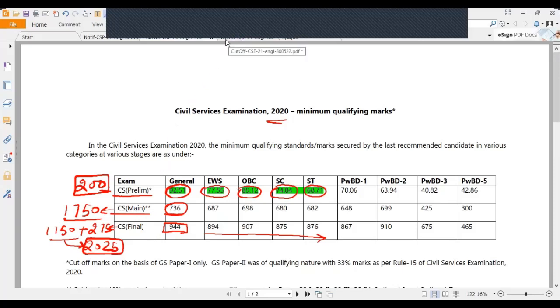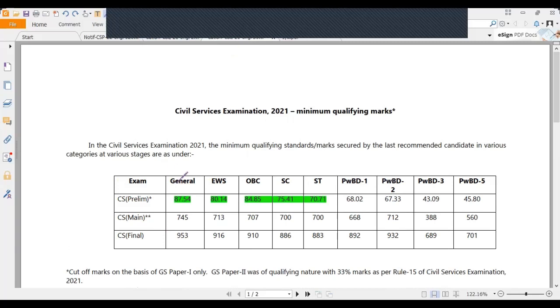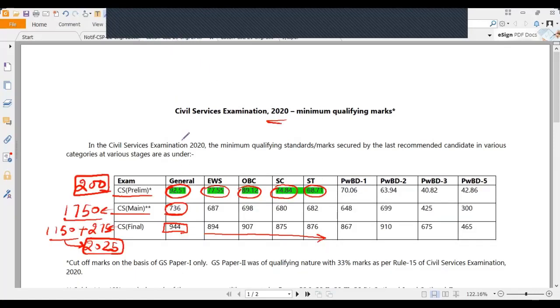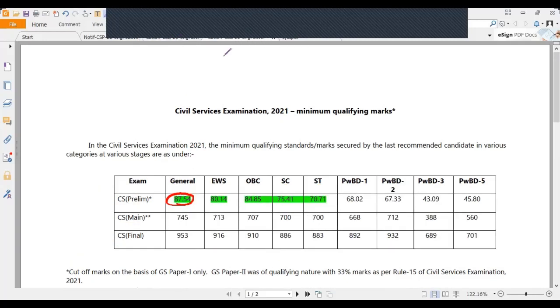If you look at 2021, the cutoff is even below last year. For general it was 87 marks, whereas in 2020 it was 92 marks. So this is for the general category, 87 marks, and for other categories it is somewhat lesser than the general category. For mains, the general cutoff was 745, whereas the final cutoff for being in the list was 953 out of 2025.